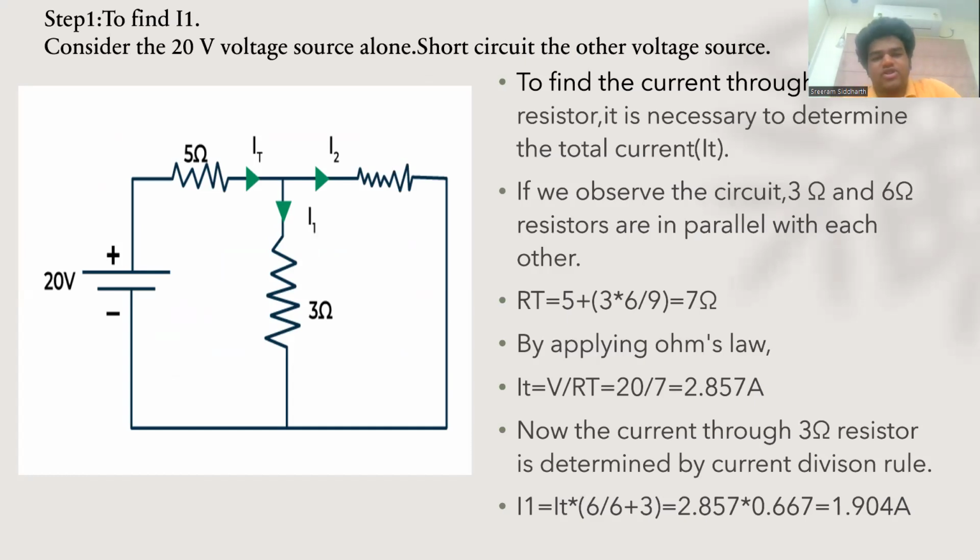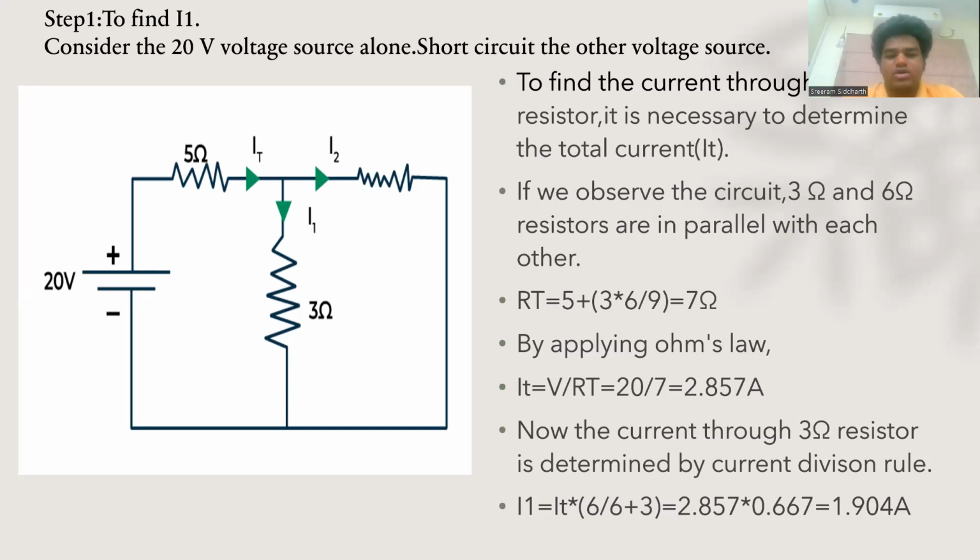So we need to determine the total current here. To find the current through the 3 ohm resistor, we need to find the total currents I1 and I2. Let's first find the total current. We can clearly see that the 3 ohms and 6 ohms are parallel to each other, though the 6 ohms has not been printed.